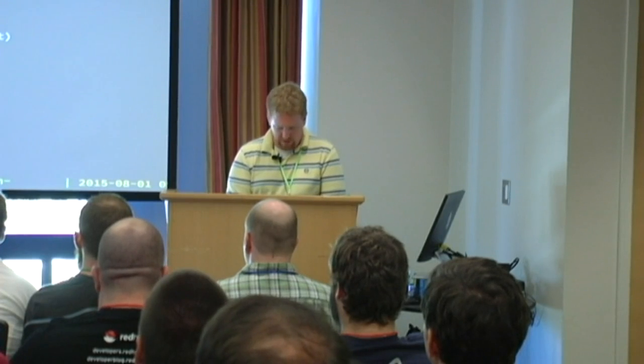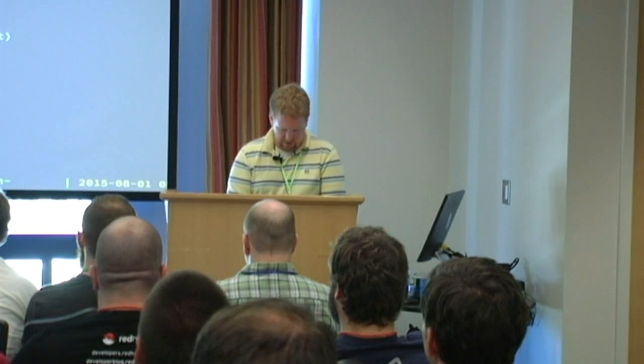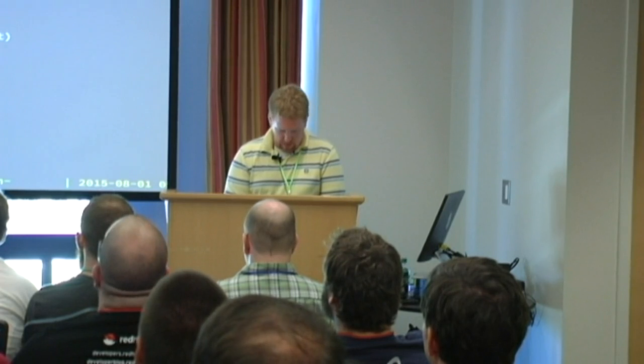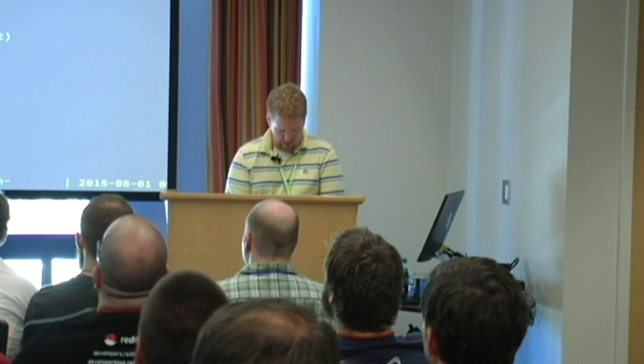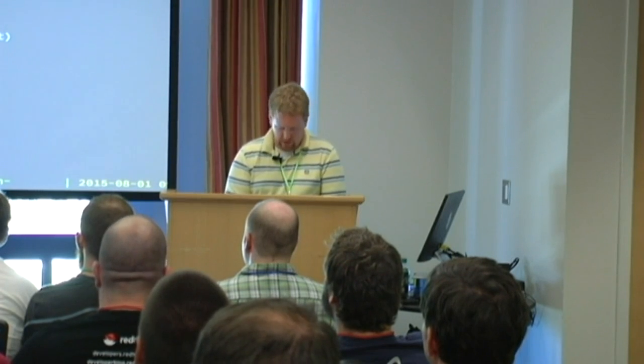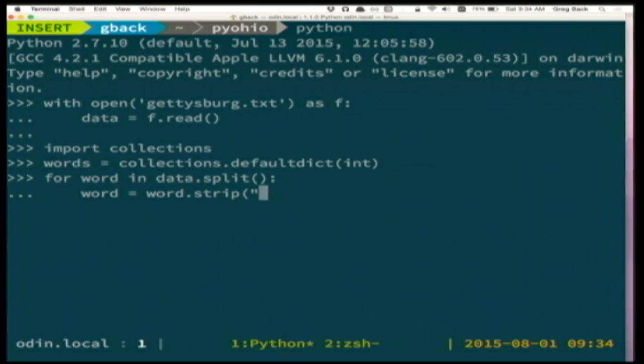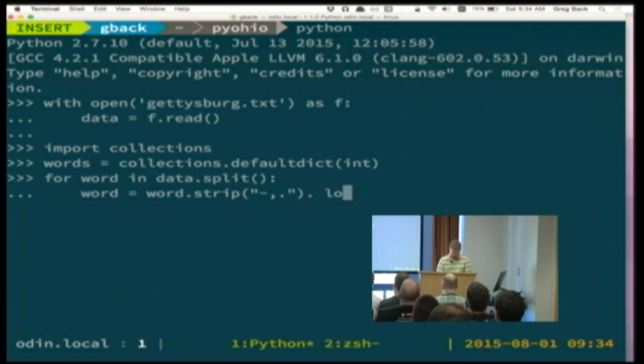So I'm just going to create a defaultdict, and then loop through the text that I read in. I'm going to clean it up a little bit. If you're actually doing text processing, you'll do a lot more things here. I'm just going to remove some punctuation and convert each word to lowercase. And then just say, I found one more instance of this word.